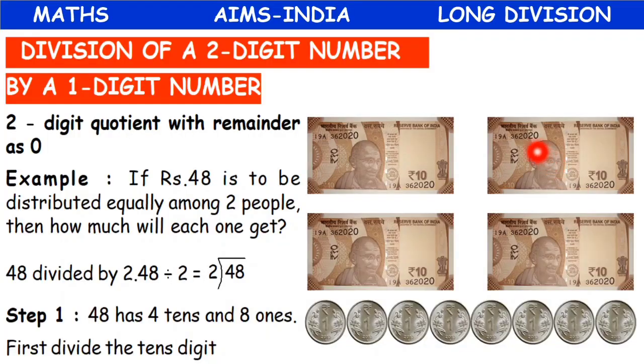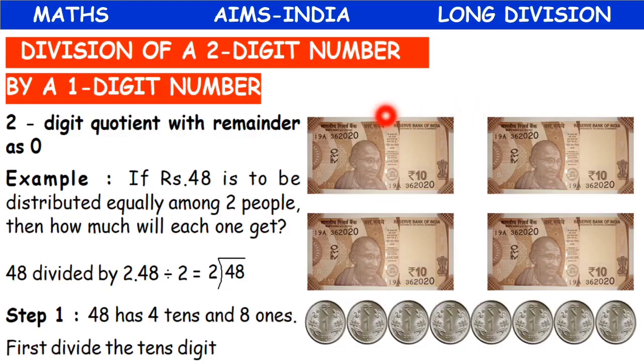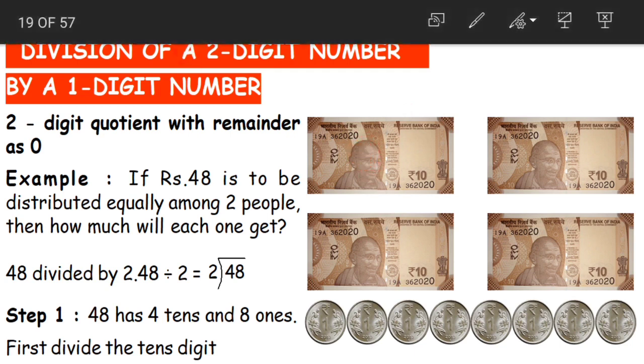So in today's class, our first topic is going to be division of a two-digit number by a one-digit number. What are we going to learn, children? Division of a two-digit number by a one-digit number, with a two-digit quotient and remainder as 0. What are we going to learn first? A division where the remainder will be 0.